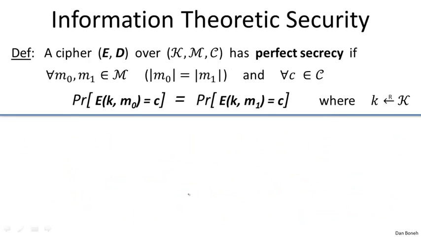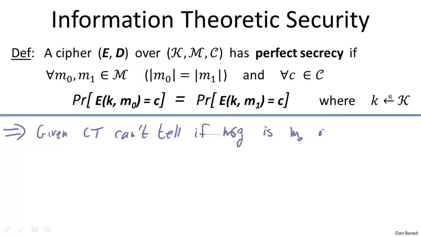So here we have the definition stated again, and I want to write these properties more precisely. What this definition means is that if I'm given a particular ciphertext, I can't tell where it came from. I can't tell if the message that was encrypted is M0 or M1. And in fact, this property is true for all M0 and M1. So not only can I not tell if C came from M0 or M1, I can't tell if it came from M2 or M3 or M4 or M5, because all of them are equally likely to produce the ciphertext C.